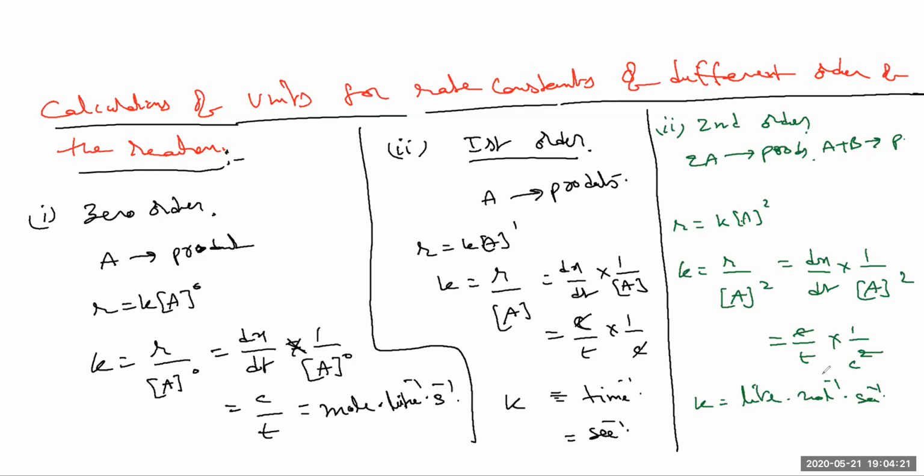Okay, understood? Even for A plus B also, dx by dt into 1 divided by A into B will come. That is concentration square only, same units. So note it down. I'll go for third order and nth order.